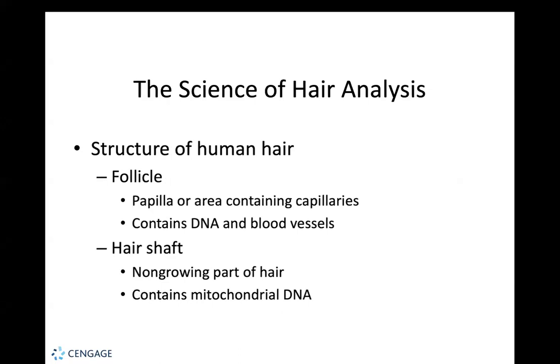Okay. So if we look at the overall structure of human hair, you have a follicle. This is going to consist of the papilla. This is the area that contains the capillaries. Capillaries are the blood supply. It also contains DNA as well as those blood vessels. The hair shaft is the non-growing part of the hair, and this will contain mitochondrial DNA.